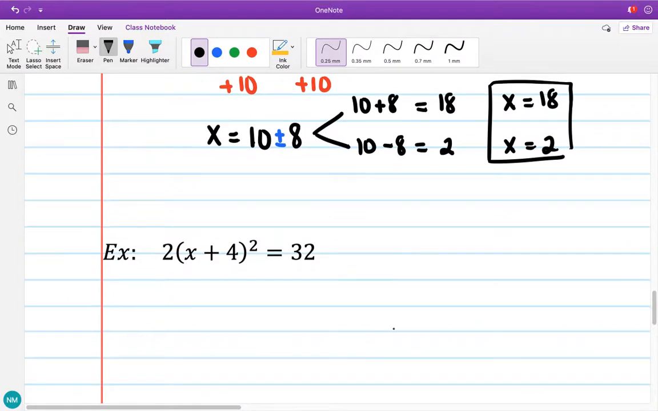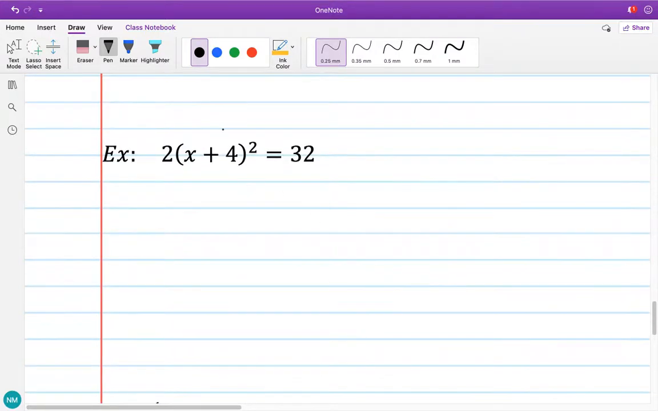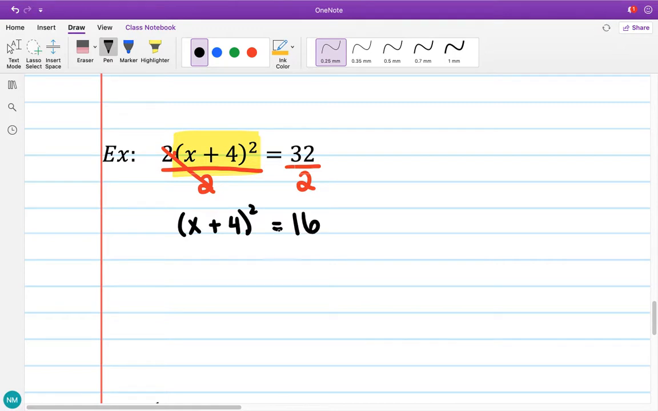So for this one, I'm going to highlight it. What is being squared? This whole thing is my square that I need to isolate. That 2 is not a part of it. That 2 is a coefficient. So I need to divide that coefficient out. Divide that 2, because this is technically being multiplied. So if I divide this 2, I get x plus 4 squared equals 32 over 2 is 16.